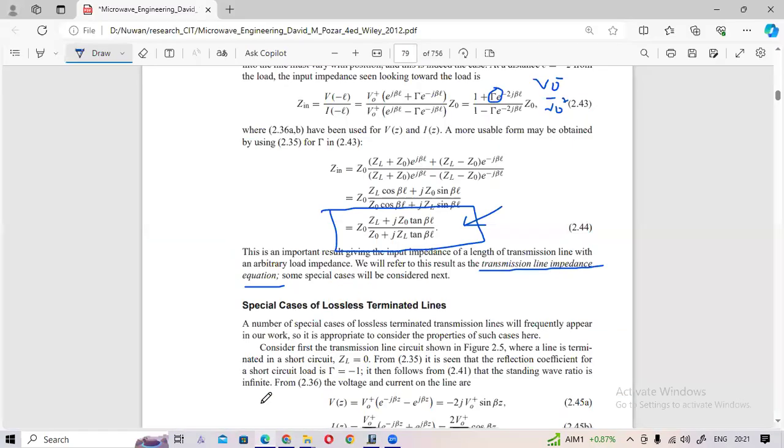Before that, try to understand this very well. Beta, the phase constant, is equal to 2 pi over lambda. Lambda is the wavelength of the frequency, V equals F lambda. So beta depends on the frequency you are selecting. Beta is related to the frequency, and it is called the phase constant. So this is the transmission line impedance equation, and that is very important.